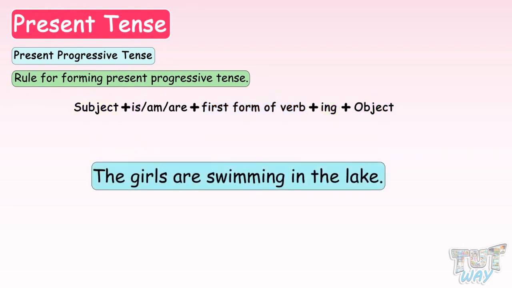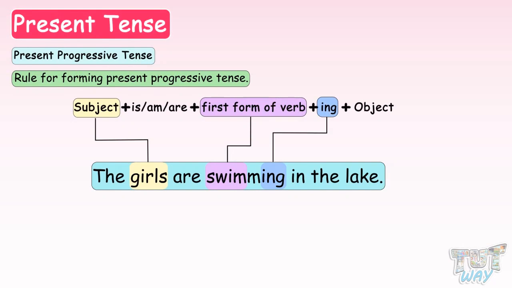The girls are swimming in the lake. Here again, girls refers to the subject of the sentence. Swim is the verb, and we have used ing along to show that the action is still in progress.